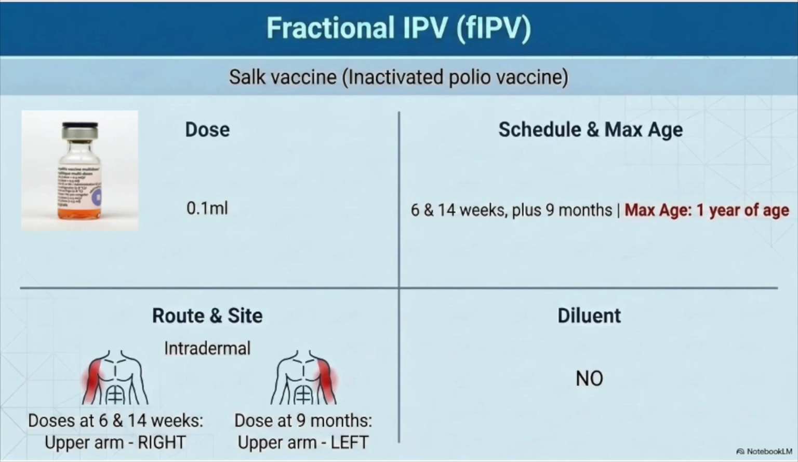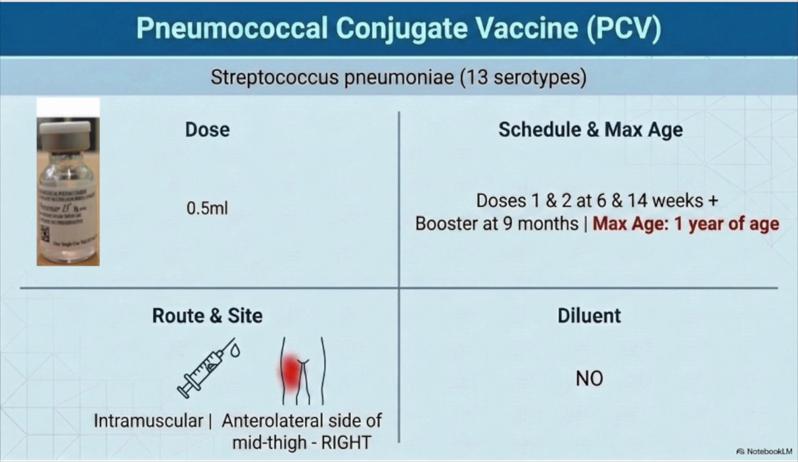No diluent is required. Pneumococcal conjugate vaccine or PCV protects against 13 serotypes of Streptococcus pneumoniae. The dose is 0.5 milliliters. Doses 1 and 2 are given at 6 and 14 weeks with a booster at 9 months and a maximum age of 1 year. It is given intramuscularly on the anterolateral side of the right mid thigh and no diluent is needed.